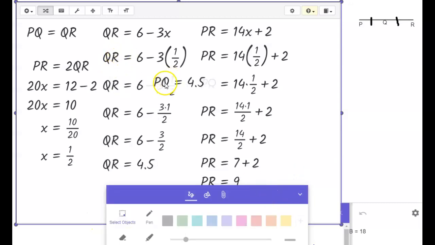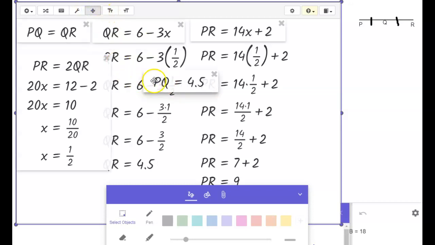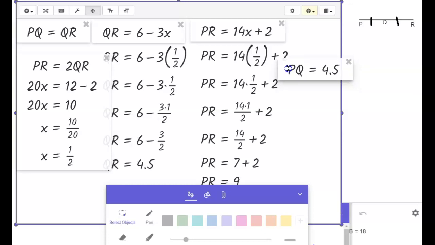Okay, so all we have to do now is just practice, practice, practice, and we'll have it. So QR is 4.5, PR is 9, PQ is 4.5, x is 1/2. All right, let's try it. Good luck.